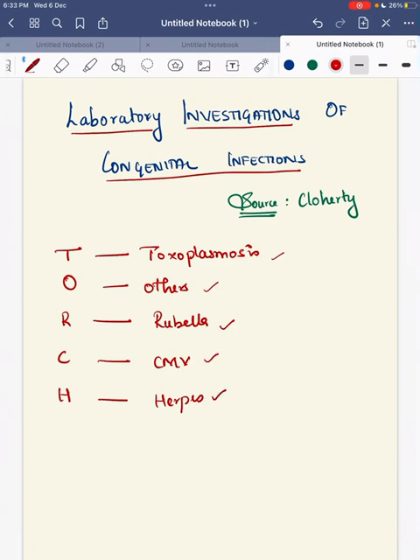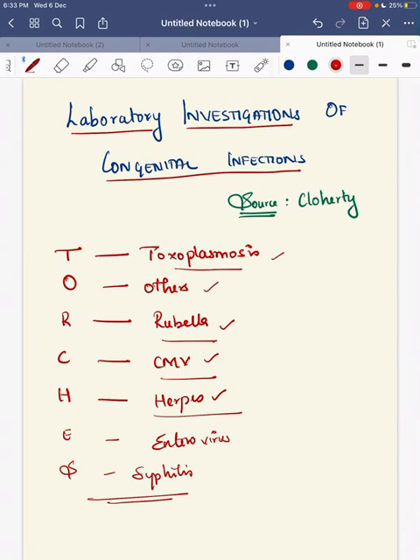And you have other infections also, that is E, which stands for enterovirus, and S stands for syphilis. Okay, these are the other two infections. Supposing if they ask in your viva session or in your theory examination, you have to write these two. So today in this video we'll discuss toxoplasmosis, rubella, CMV and herpes.